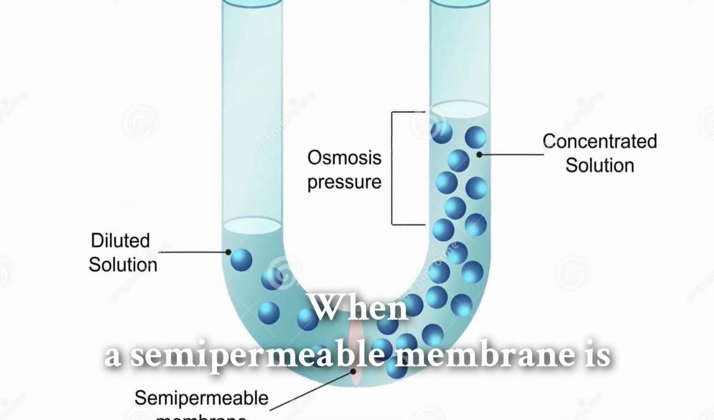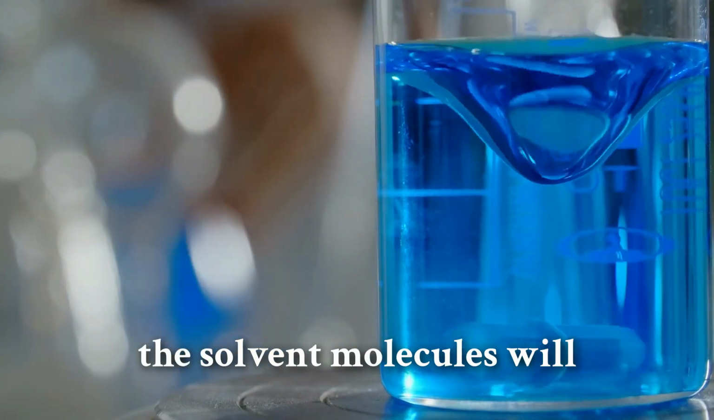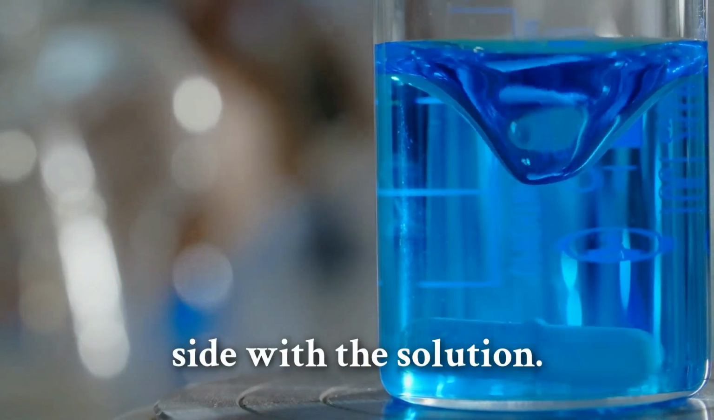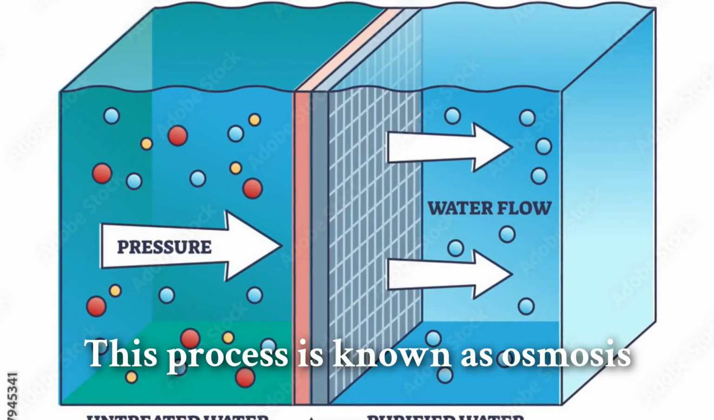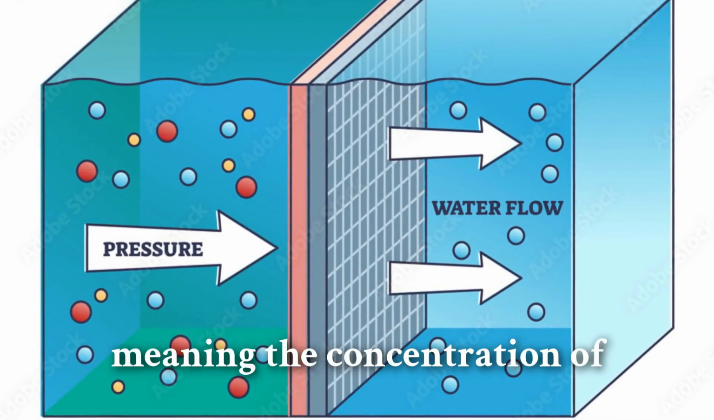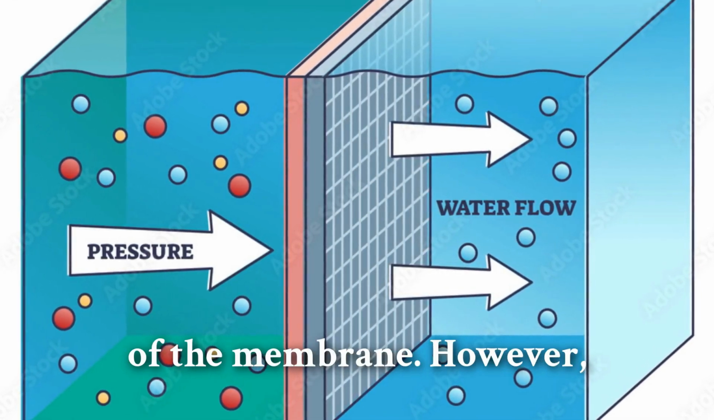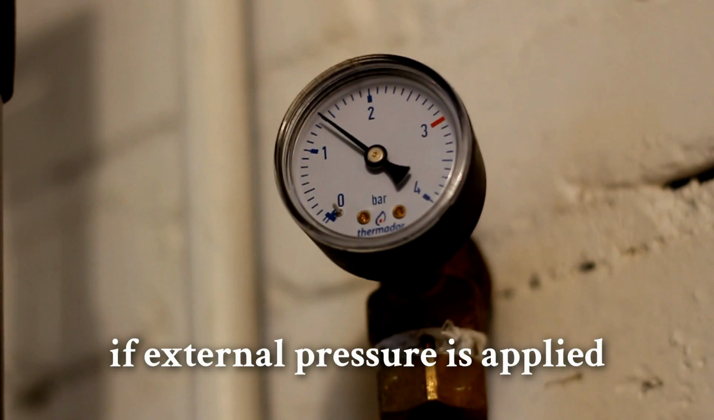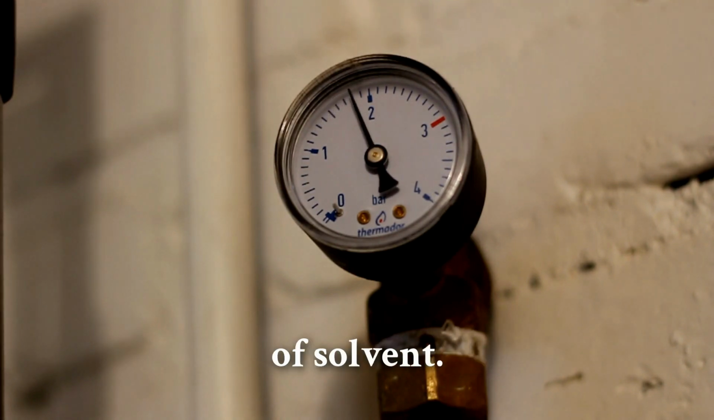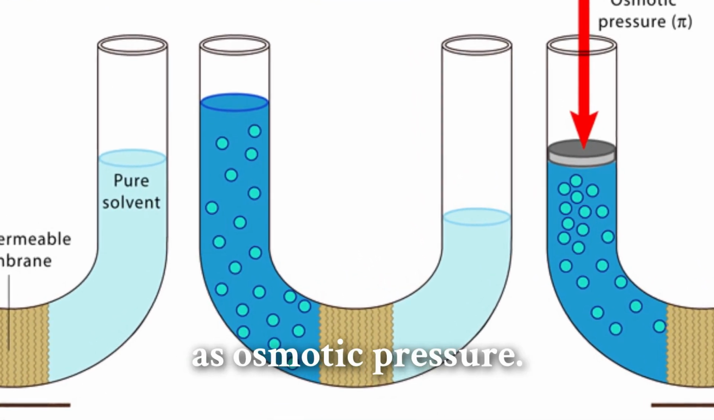When a semi-permeable membrane is placed between pure solvent and a solution, the solvent molecules will naturally flow from the side with pure solvent to the side with the solution. This process is known as osmosis, and continues until equilibrium is reached, meaning the concentration of solvent is equal on both sides of the membrane. However, if external pressure is applied to the solution, it can stop this flow of solvent. The pressure required to halt osmosis is referred to as osmotic pressure.